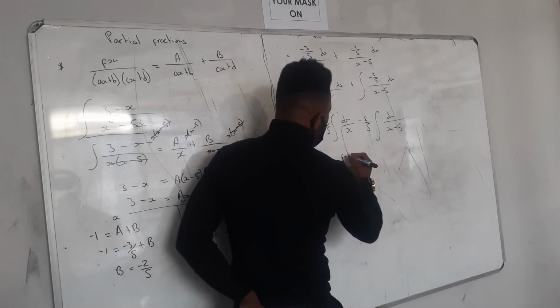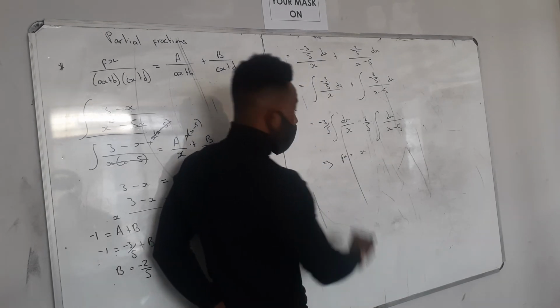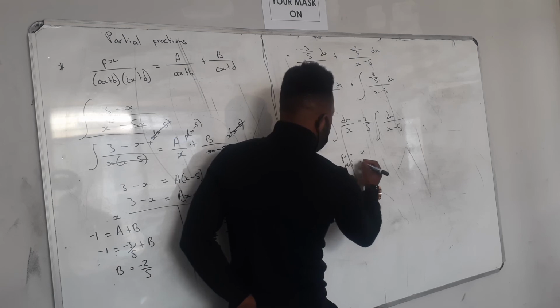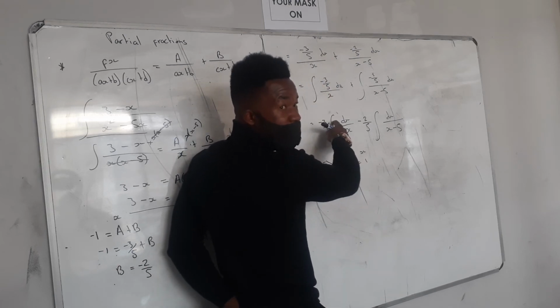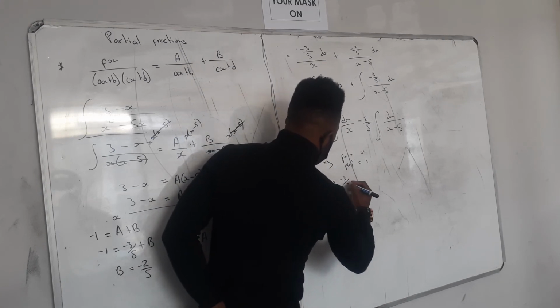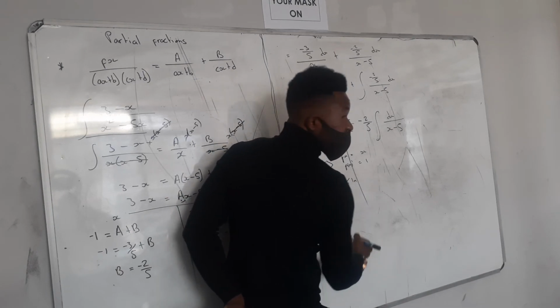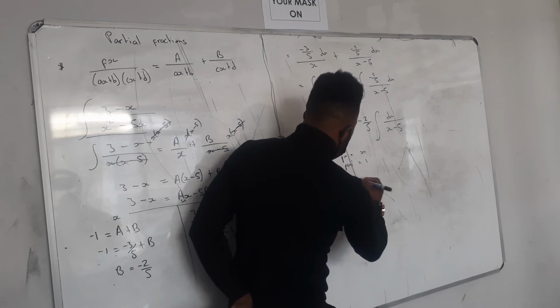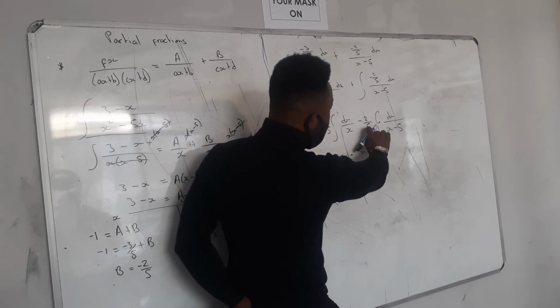Because my f of x is what? It's x, right? f prime of x is 1. Is there need for me to correct? There's no need. Okay, so on this side, I'm going to have negative 3 over 5. And then type 2, what is the formula for type 2? It says ln of f of x, which is ln x plus c. Okay, let us see the next side.